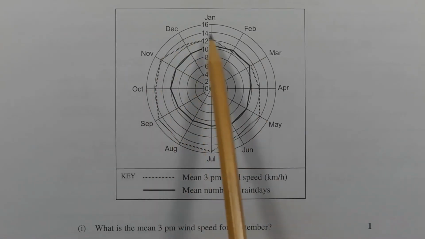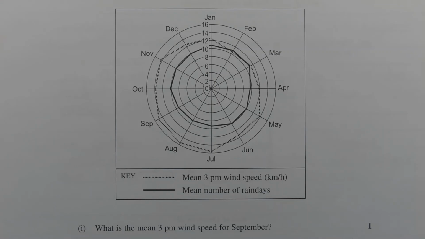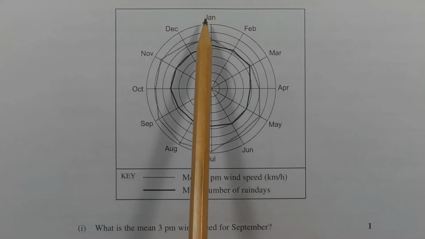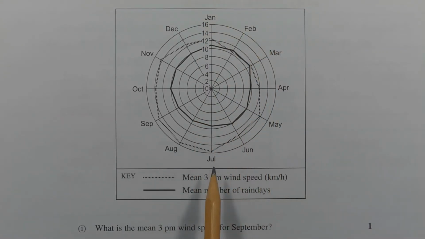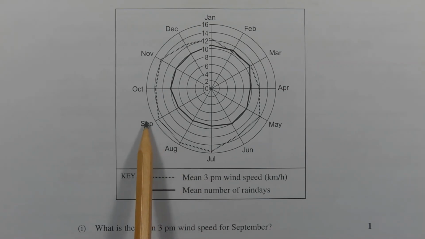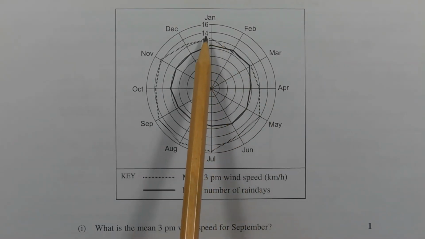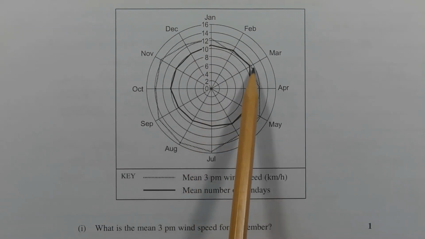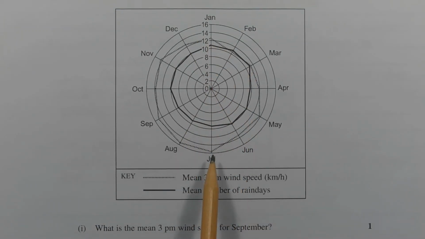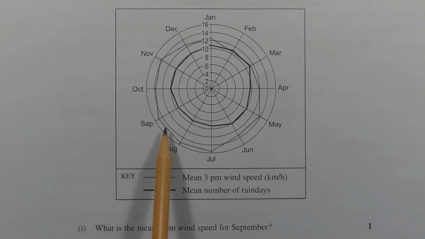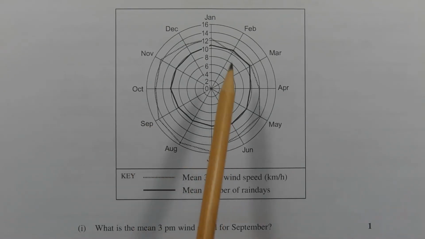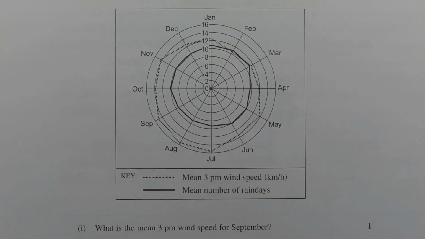Referring to the radar chart, and in particular, two 3-month periods, that is January, February and March versus July, August and September, we can see that the mean 3 p.m. wind speed is lowest in that 3-month period versus July, August and September. And that can be seen by comparing the position of the dotted line here versus the dotted line here.